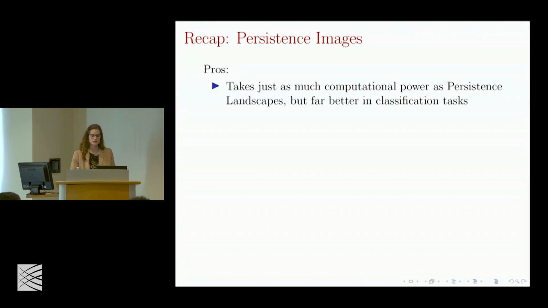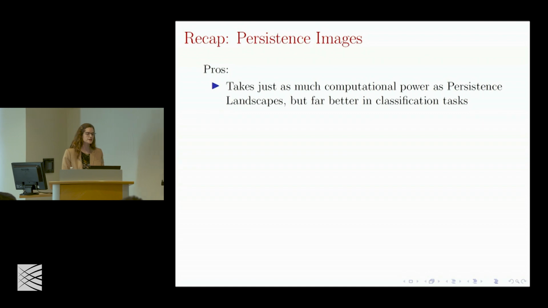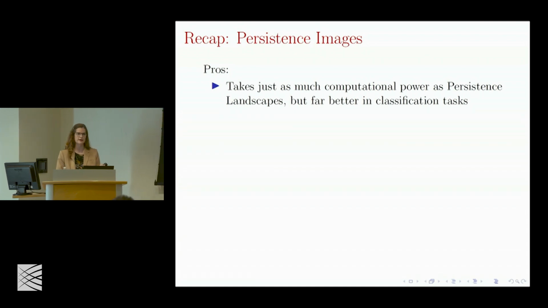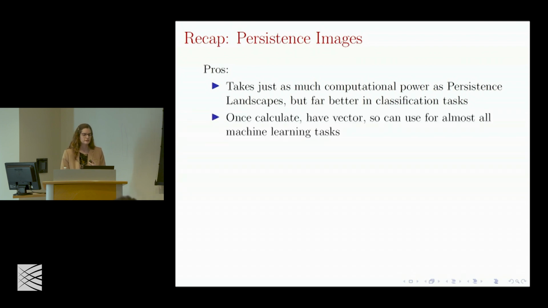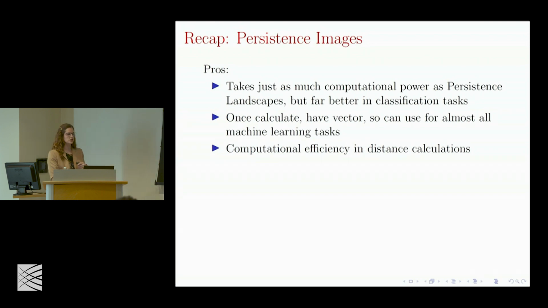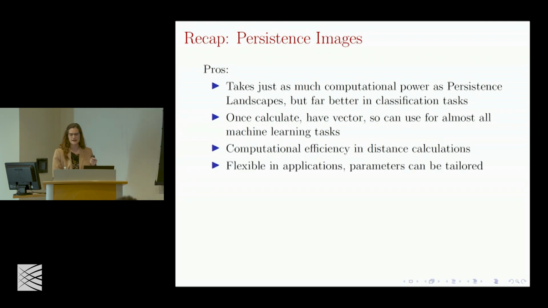So persistence images are great. They take just as much computational power as the persistence landscape, including their distance, which, once you have a vector, you just use those standard vector distances you have. But they outperform persistence landscapes in classification tasks. And once you calculate it, you have a vector, so it's pretty much applicable to any machine learning task you want. As I said, we have the computational efficiency and the distance calculations.